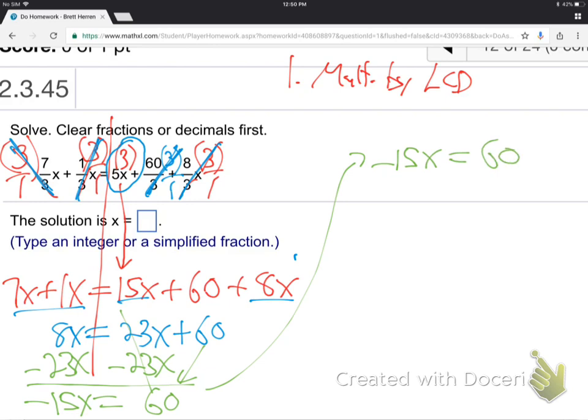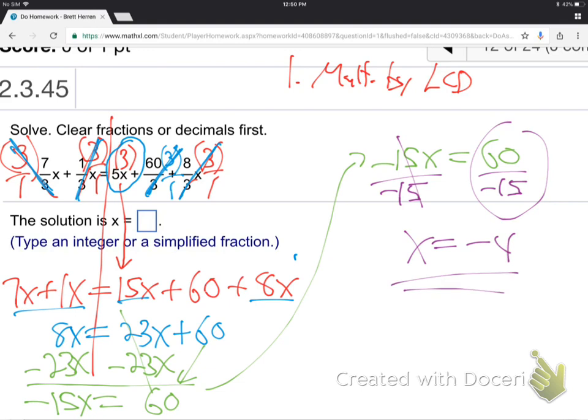What's the last step always? Divide by the identical twin, minus 15. Same sign, same everything. Exactly what's next to x, divide by it. So x is over here. Positive over negative is negative. Divide in your calculator, it'll tell you 4. Negative 4 is the answer. Is that good?